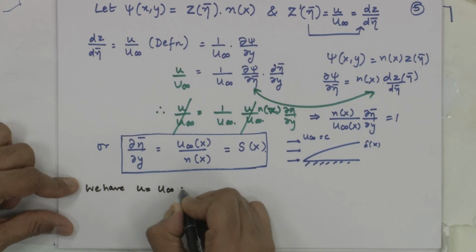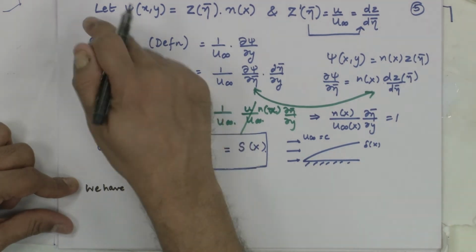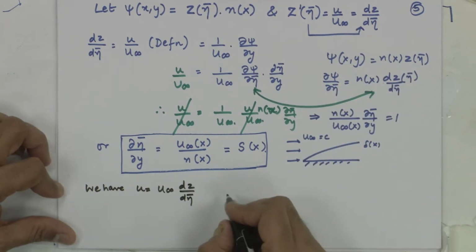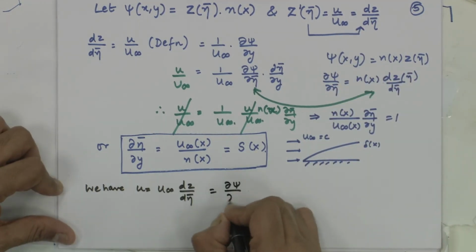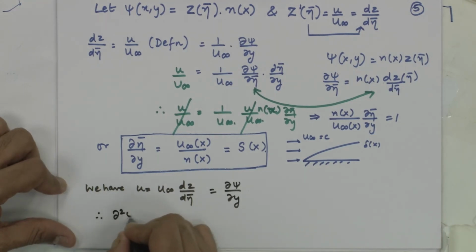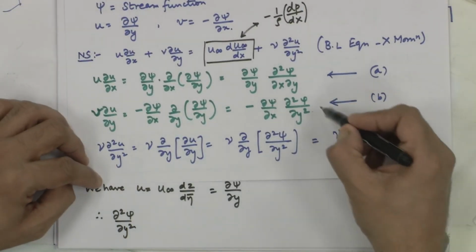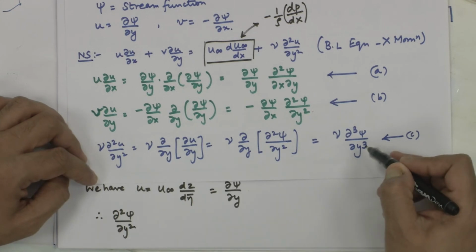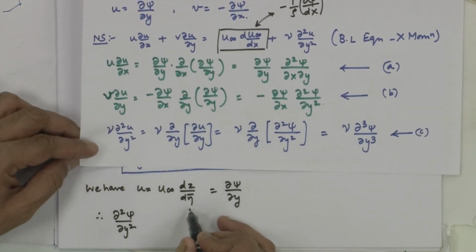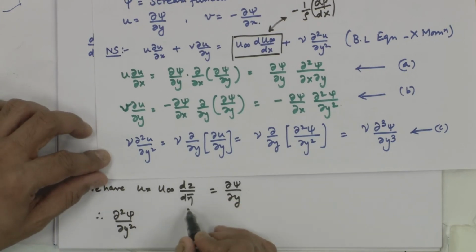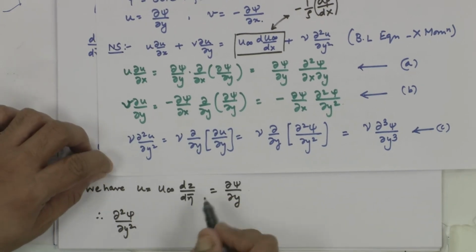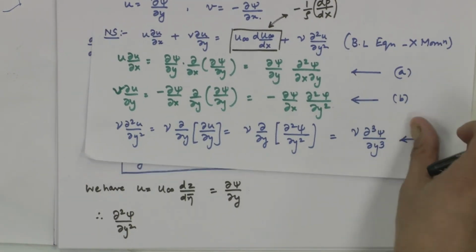Now, we have u is equal to u infinity dz by d eta bar. This was our definition from here. That is equal to d psi by dy. This is the stream function definition. Therefore, d squared psi by dy squared. Why do I need all this? See, I have to transform all these. These are all partial derivatives. These now have to transform to regular derivatives of some variable z with respect to a new independent variable eta bar. It is a necessity because I want to convert something from a PDE to an ODE. So, I am doing this manipulation.